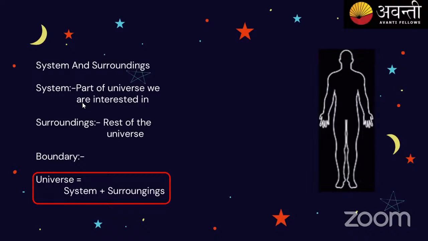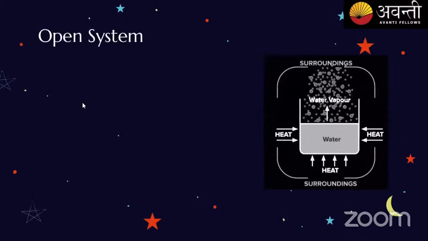Okay. Now we know what the system is. Now we need to discuss what types of systems are possible based on what kind of transitions will happen, maybe matter, maybe energy, or anything else. Firstly, we'll take the open system.